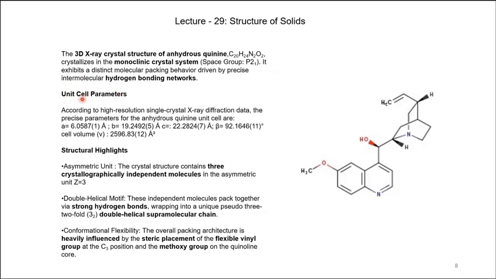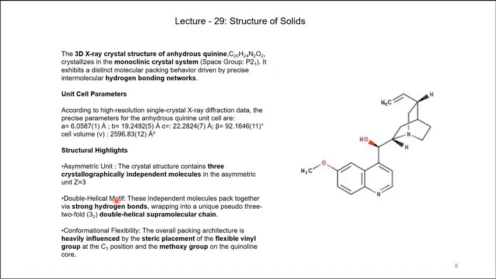Unit cell parameters: if we go for the high resolution X-ray diffraction data, it shows its precise cell parameters A, B, C, beta, and volume are this. So these values are here for the structure of the anhydrous quinine. What are the highlights of the structure? The asymmetric unit of the structure has 3 crystallographically independent molecules. That means Z is 3 here.